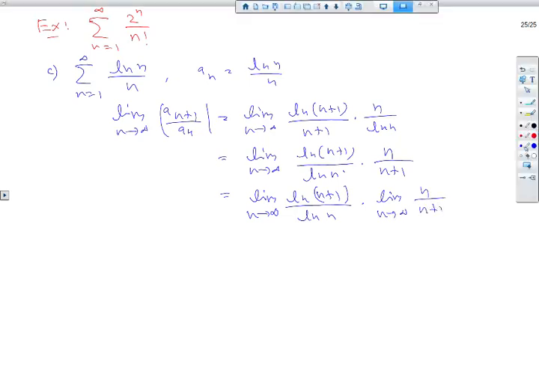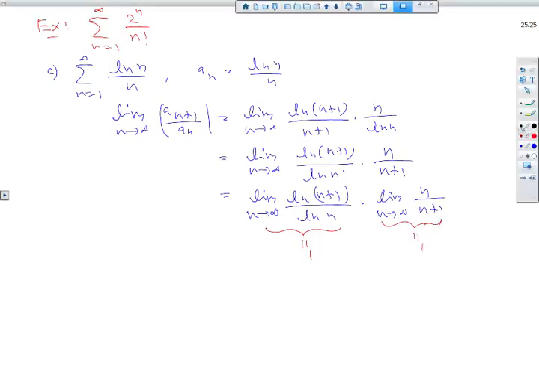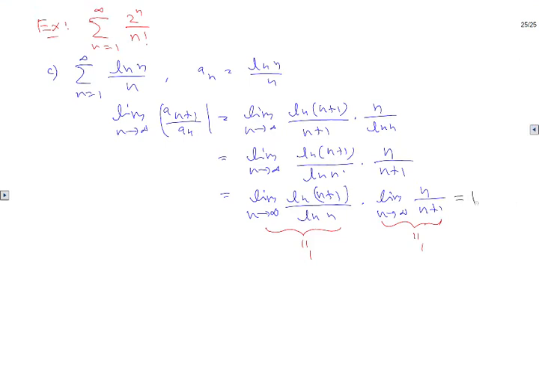So you can see that both limits go to 1. Here ln n and ln(n plus 1) are getting closer and closer, so that means this is 1. Here again the same thing, n and n plus 1 are getting closer and closer when n goes to infinity, so this is equal to 1. So the whole thing goes to 1. So in this case it's inconclusive. Okay, inconclusive. So we cannot use the ratio test for this problem.